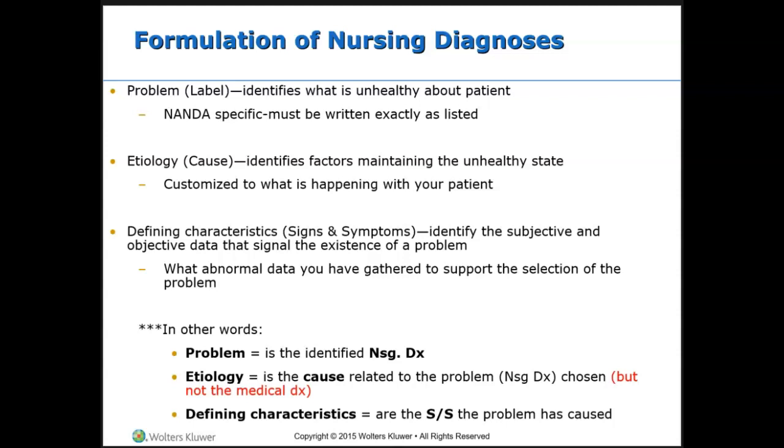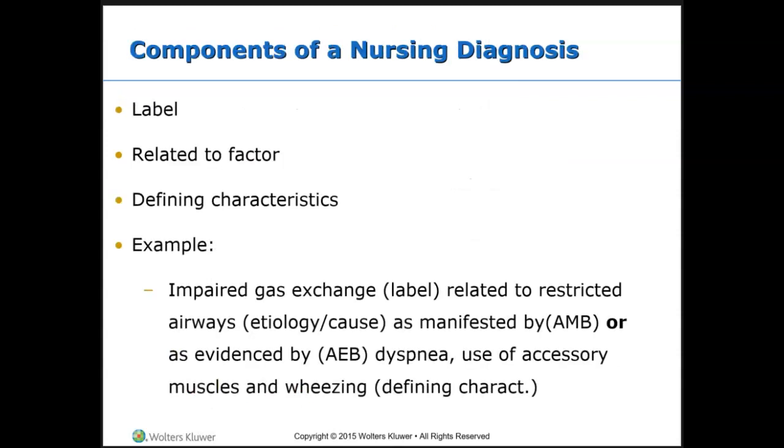The third part of this is the defining characteristics, or what we call the signs and symptoms that your patient's displaying or telling you that supports the labeling of the problem of the nursing diagnosis. So again, components of a nursing diagnosis, we have the label, we talked about it, related to factor, the defining characteristics. So again, you want to label your nursing diagnosis as such.